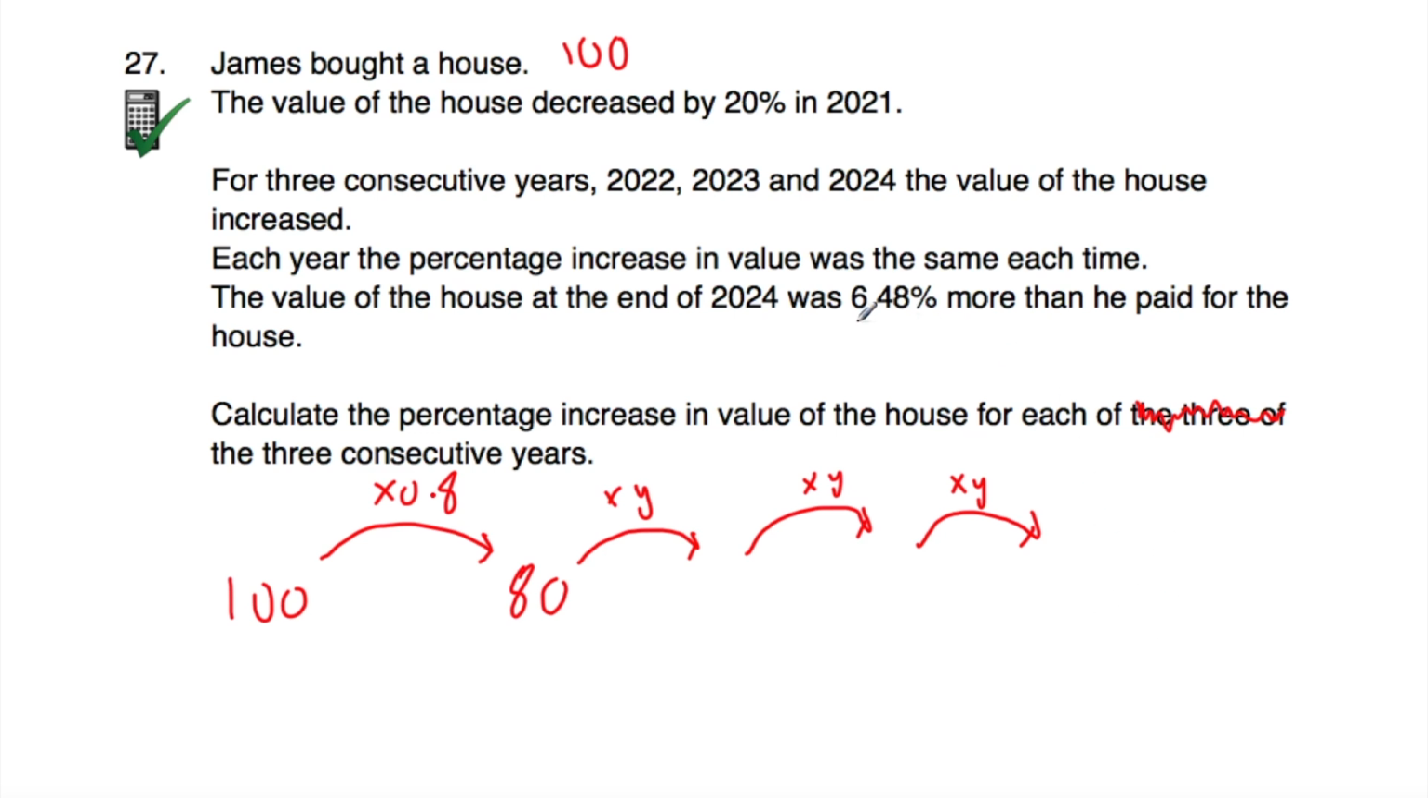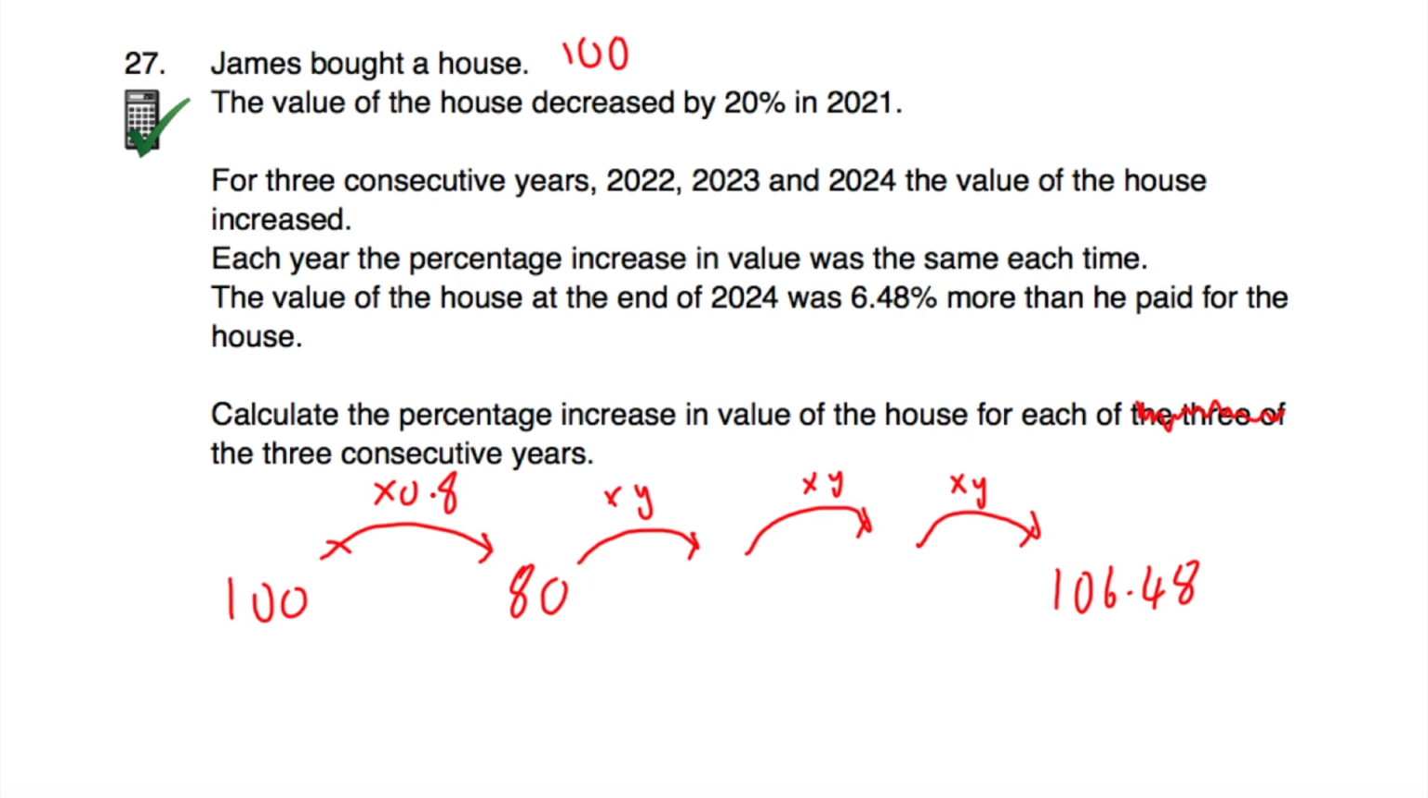But I do know that the value of the house at the end of 2024 was 6.48% more than what he paid for it. But he paid 100 for it, or whatever you had at the beginning. So we're going to increase this by 6.48%. For me, that's quite straightforward. That's going to be 106.48. For you, you may need to multiply it by 1.0648, and that would increase whatever you started with by 6.48%.